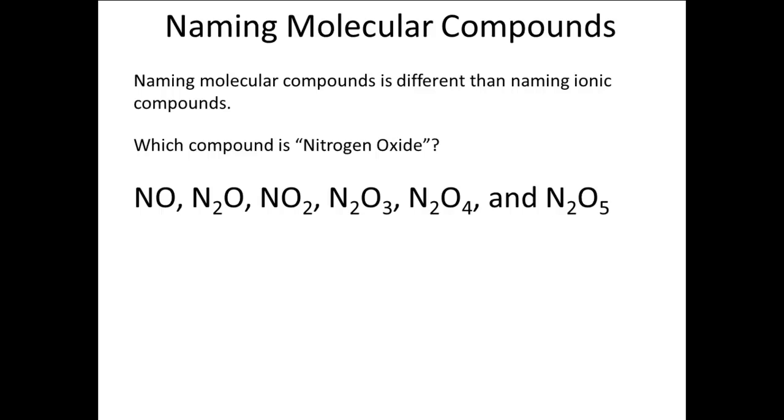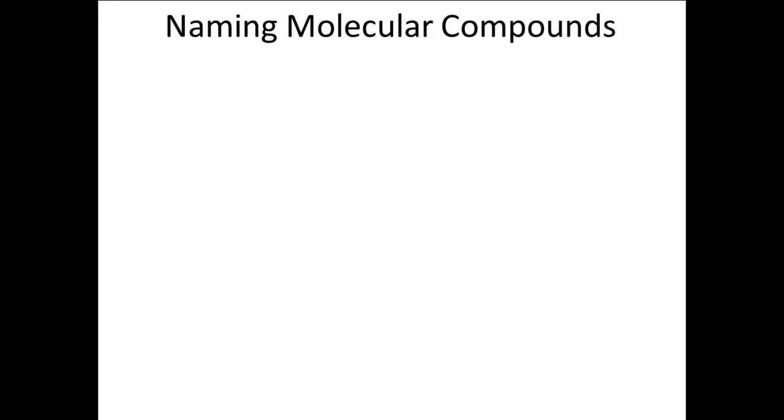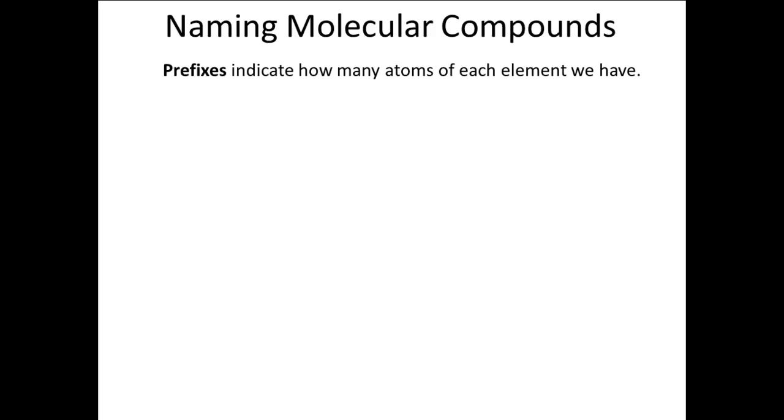Which compound could we call nitrogen oxide? In one sense, they all could be called nitrogen oxide because all of them are compounds between nitrogen and oxygen. But then how could we tell one from the other? The way we distinguish one molecular compound from another is to use prefixes with the name of each element to indicate how many atoms of each element are present in the molecule. The prefixes we use are as follows.